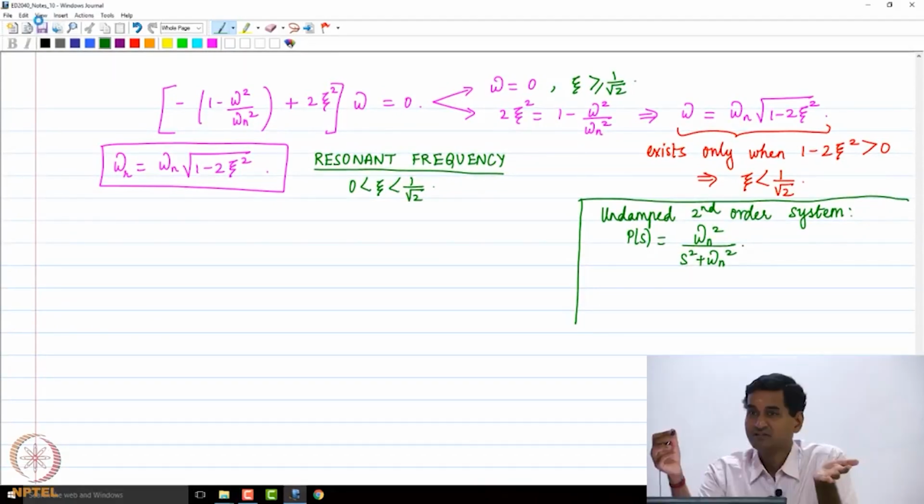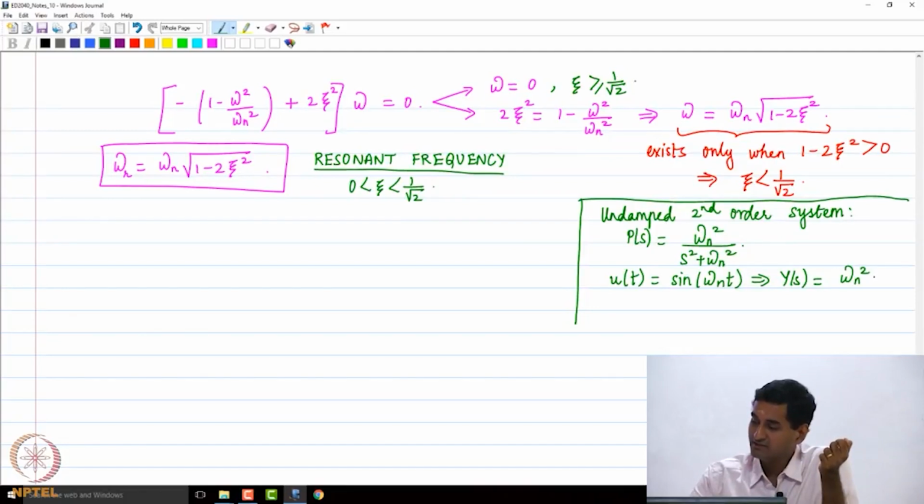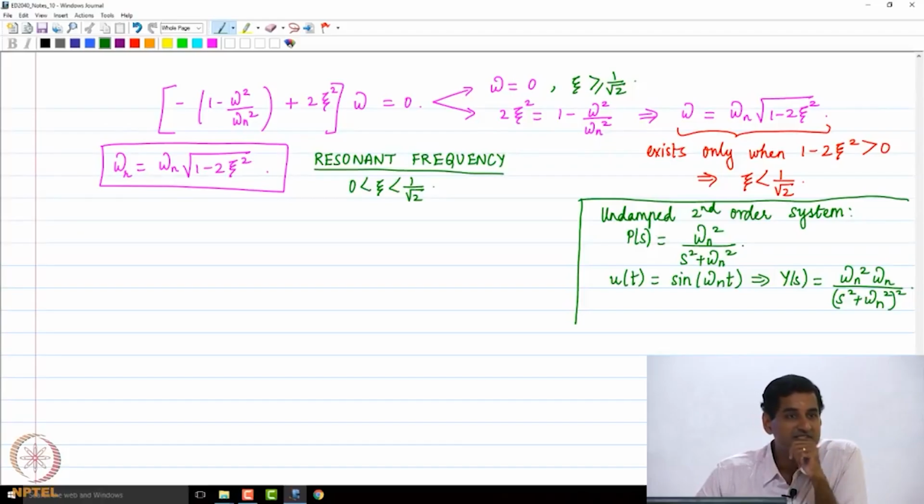So, that is how we have the visualization of natural frequency. You give a perturbation, and the frequency at which the output will oscillate is essentially the natural frequency. But if you also give an input which is, let us say, sine omega n t, what is going to happen to the output? We are going to get omega n squared times omega n divided by s squared plus omega n squared, whole square. So once I have this, what will happen? I think we already discussed these things.